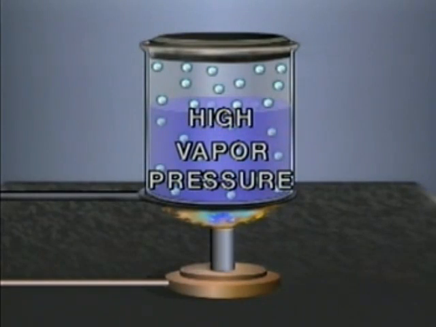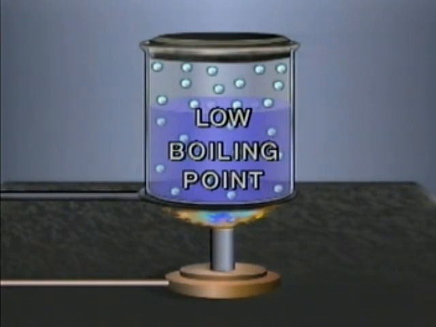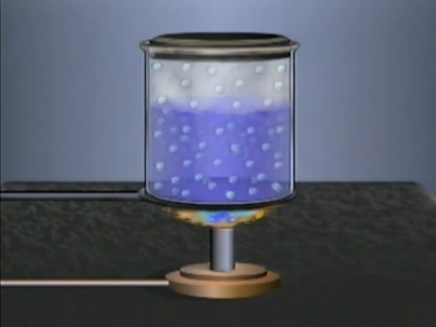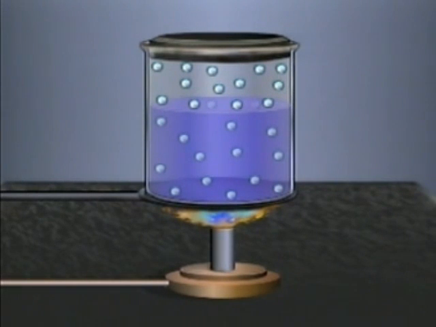A liquid with a high vapor pressure has a low boiling point. Vaporization occurs at a low temperature, so the liquid does not require much heat to begin boiling. On the other hand, a liquid with a low vapor pressure has a high boiling point. Now, there are actually two types of pressure that are important to distillation. We just saw how vapor pressure affects the process. The other type of pressure is external pressure.